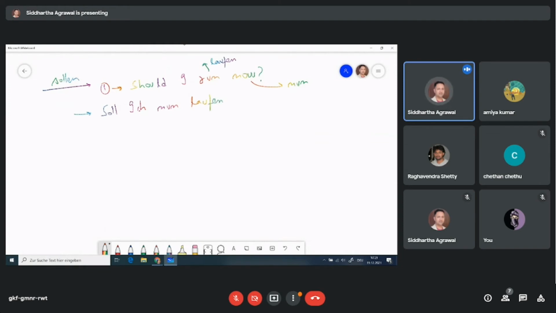Laufen. So Raghu did a perfect job because he beobachtet. Beobachtet means observed that there is another word coming in the sentence, and he took care that when the modal verb is used, the infinitive form of this verb should come in the last position. So thereby, soll ich nun laufen is the perfect sentence. The only thing is there should be a question mark as well. Yeah, correct. So now I am giving it like this: you should run now.